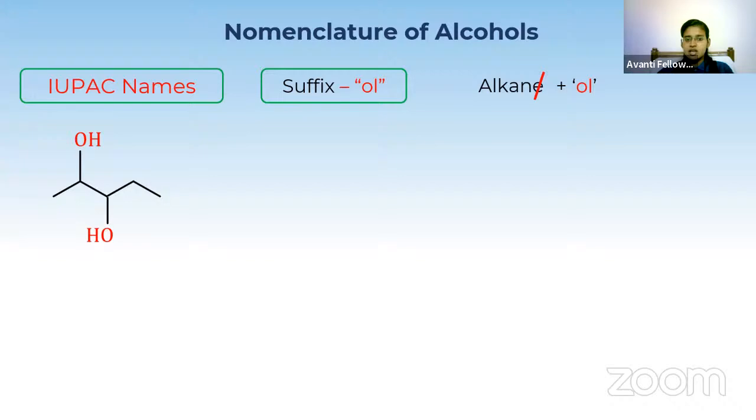So the carbon numbering will be from left to right because the OH-attached carbon should get the first preference. Now, since I have 5 carbons, it is pentane. And on the third carbon and the second carbon, we have alcohol. Yeah, Bishan, your answer is exactly correct, but there is one small mistake. Can you find out that?